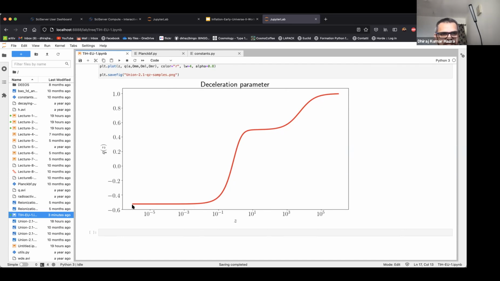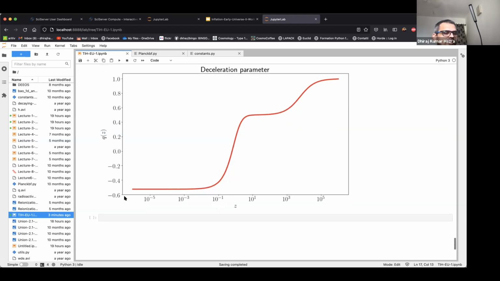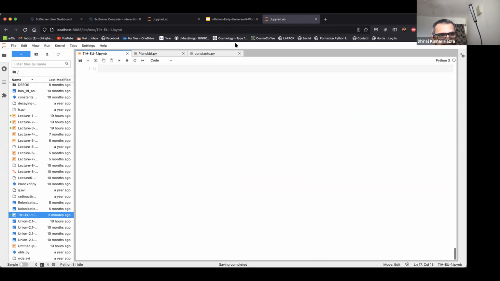For a lambda dominated universe, where the dark energy is your cosmological constant, you can see that q is minus 0.5. So it is minus 0.5 here, plus 0.5 in the matter dominated era, and 1 in the radiation dominated era.